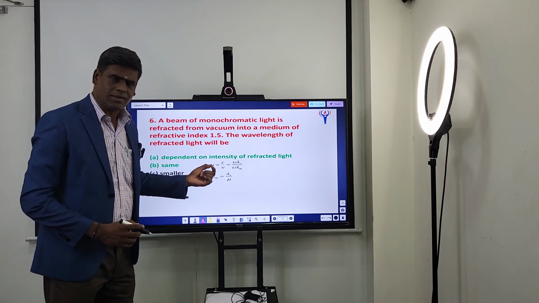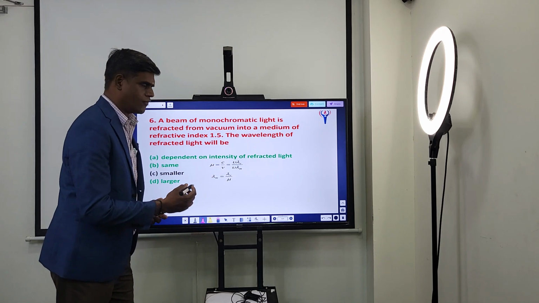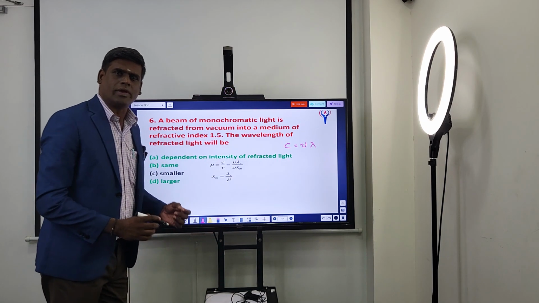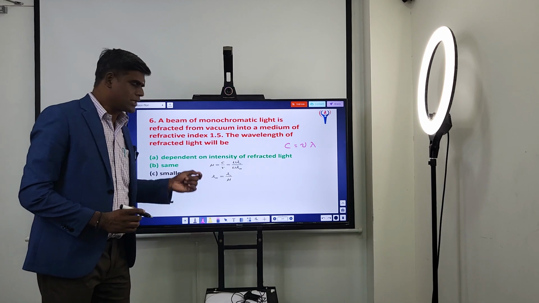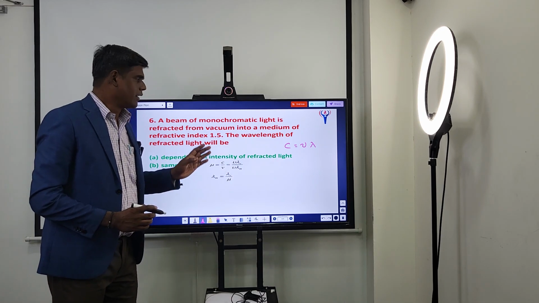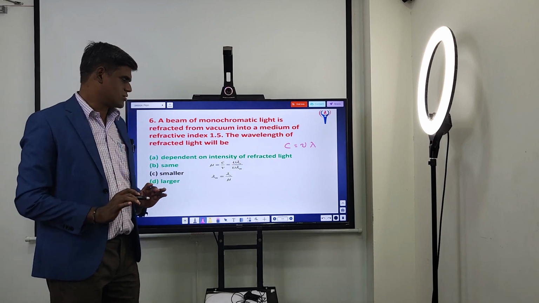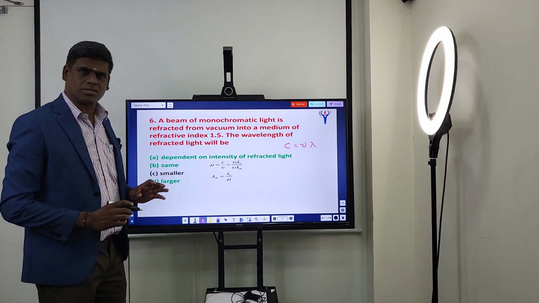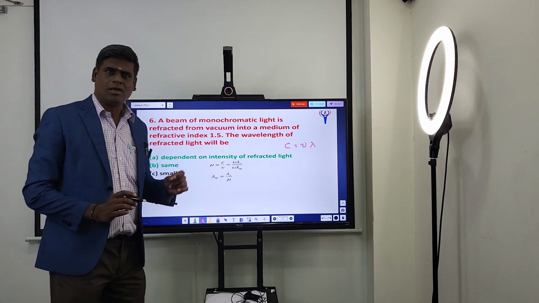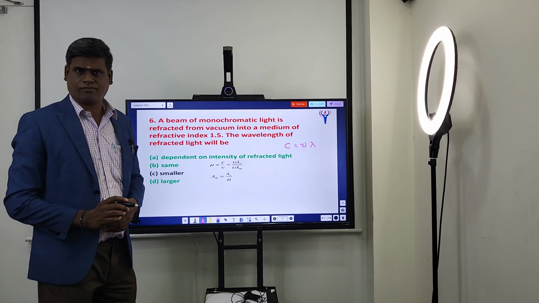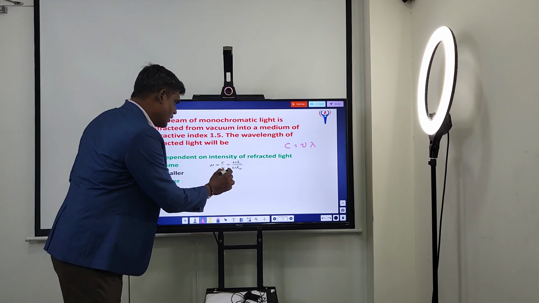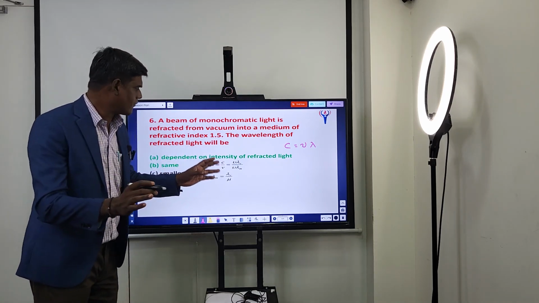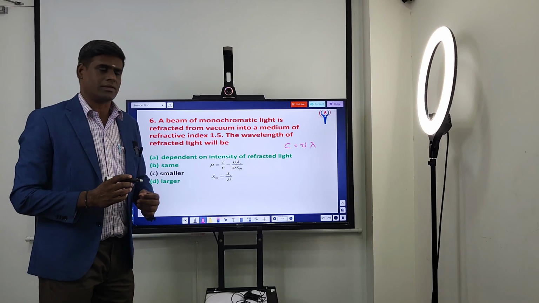What is c? c is the velocity of light, and we know the wave equation, c equal to nu into lambda, where nu is the frequency. When light travels from one transparent medium to another, its frequency is constant and does not change. Therefore, c equal to nu into lambda v, where nu is the frequency which is constant and lambda v is the wavelength in the vacuum. And v equal to nu into lambda m, where nu is the same frequency and lambda m is the wavelength in the medium.